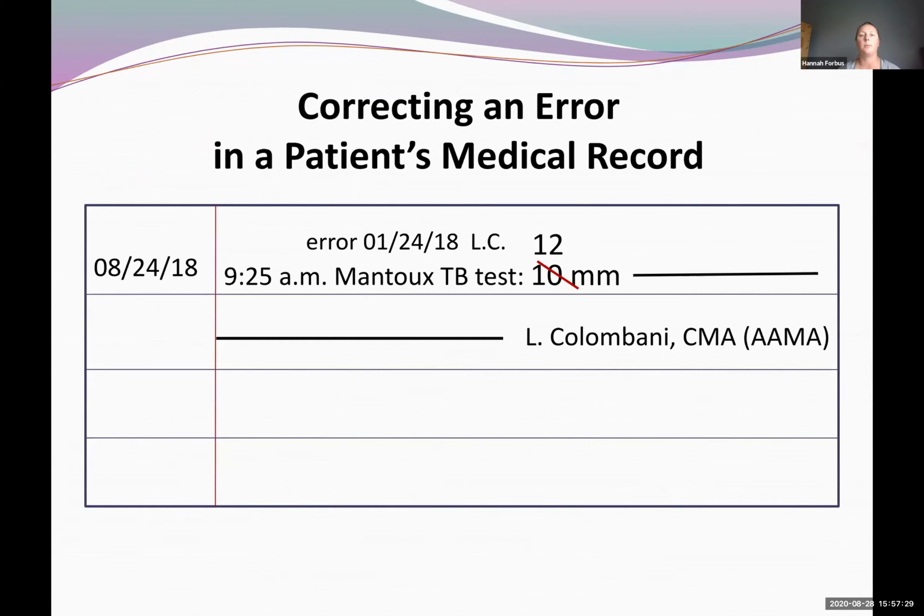So here's an example. You have the date and time, Mantoux TB test, measurement, 10 millimeters. So Lori must have written that incorrectly and realized that it was actually 12 millimeters. So she puts a single line through the incorrect information, writes error, the date, and her initials, and then the correct information.